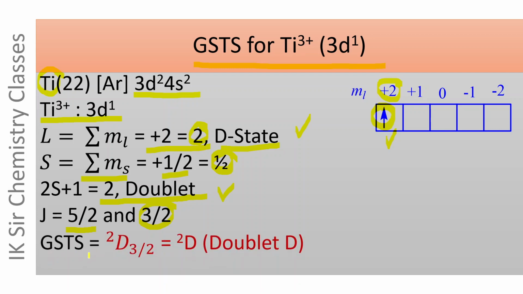Ground state term symbol for titanium triple plus ion: the spin multiplicity 2S+1 is equal to 2, D state for L equals 2, and since the subshell is less than half filled, the lowest value of J will be selected for the ground state, and it is doublet D 3/2. It can be simply written as doublet D.